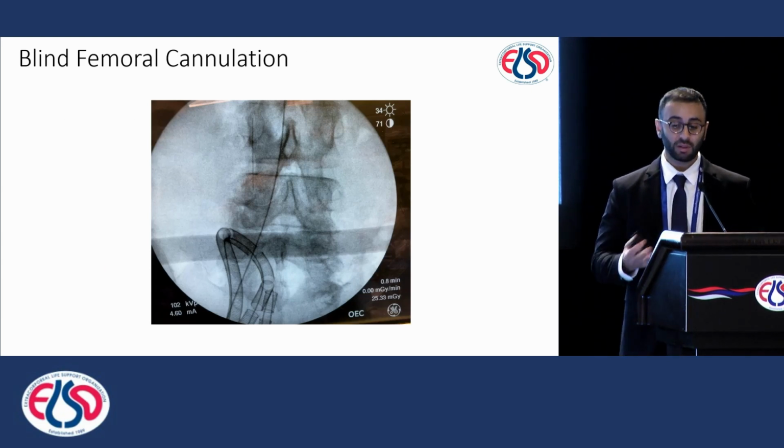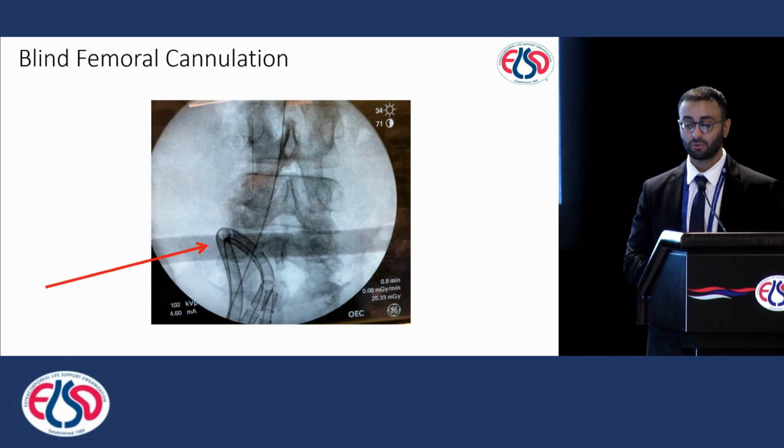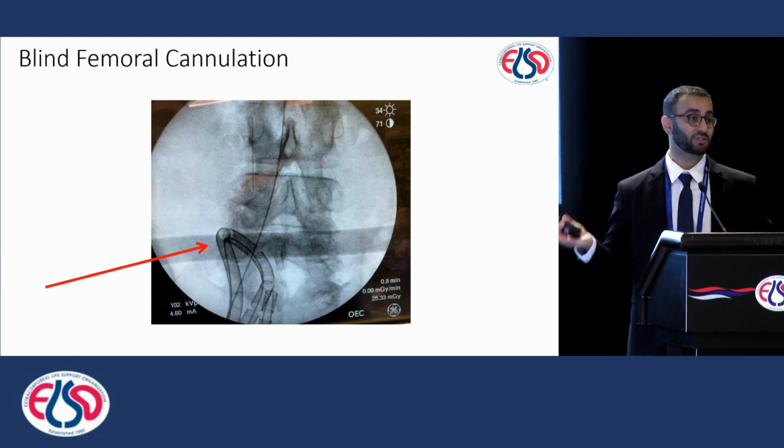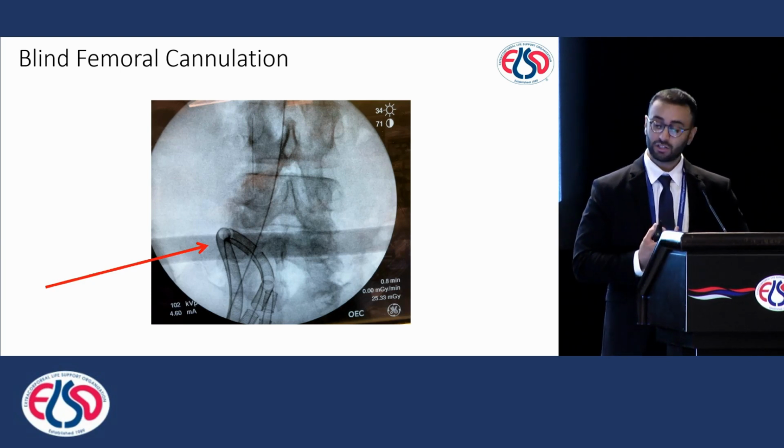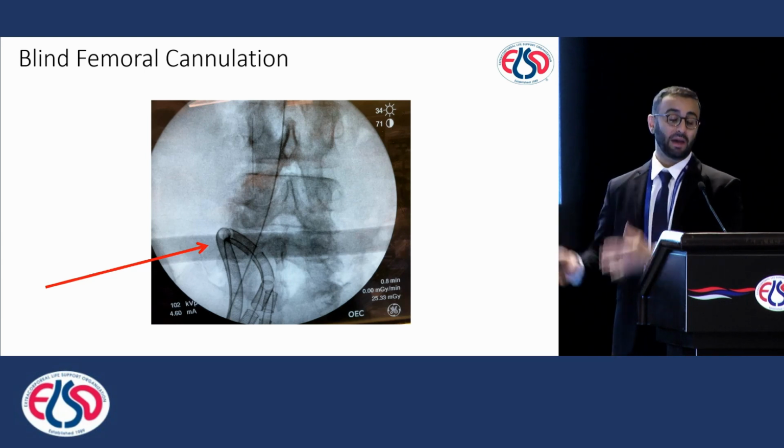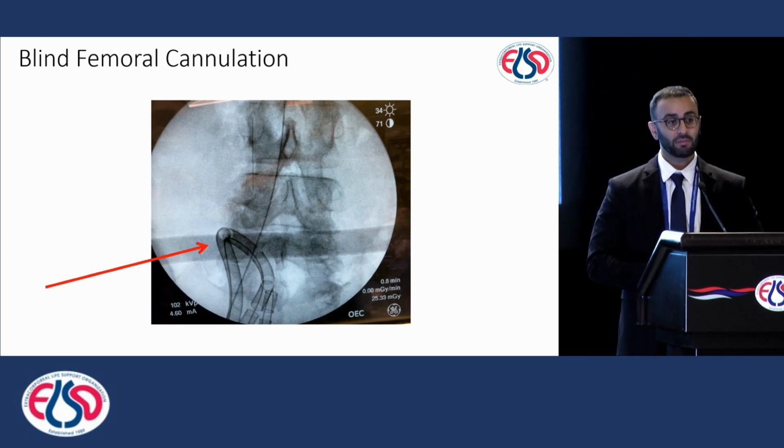This was an example of a blind femoral cannulation. You can see here with the red arrow that the venous cannula decided to make a turn on its own inside of the patient. And this is a situation where we made a bad situation even worse. And this was done blindly.